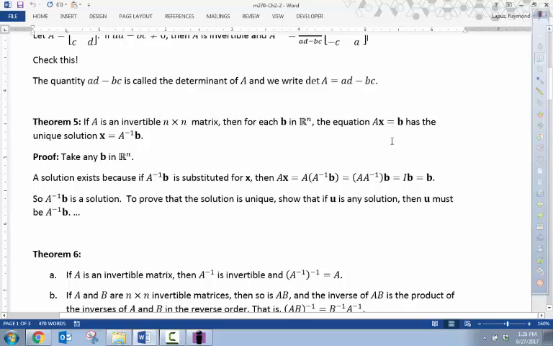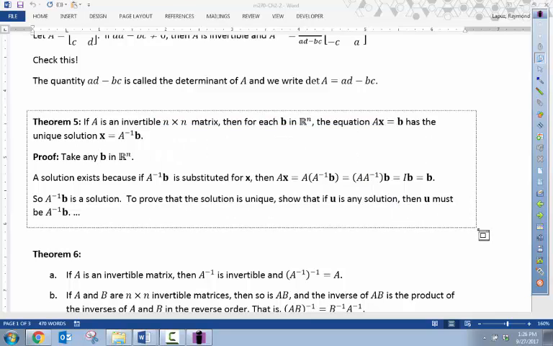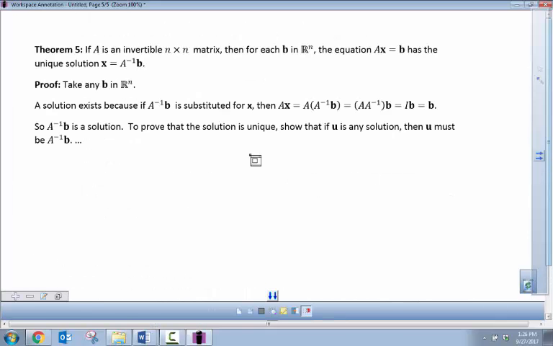So before we go through the process of the algorithm for finding the inverses, let's find out some more information about inverses. Notice I didn't finish the proof here. If A is an invertible n by n matrix, then for each B in Rn in the output, the equation AX equals B has a unique solution. It's equal to this.